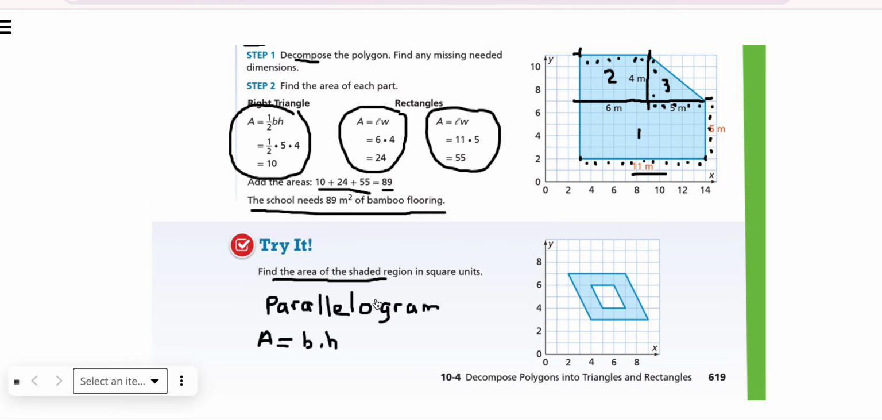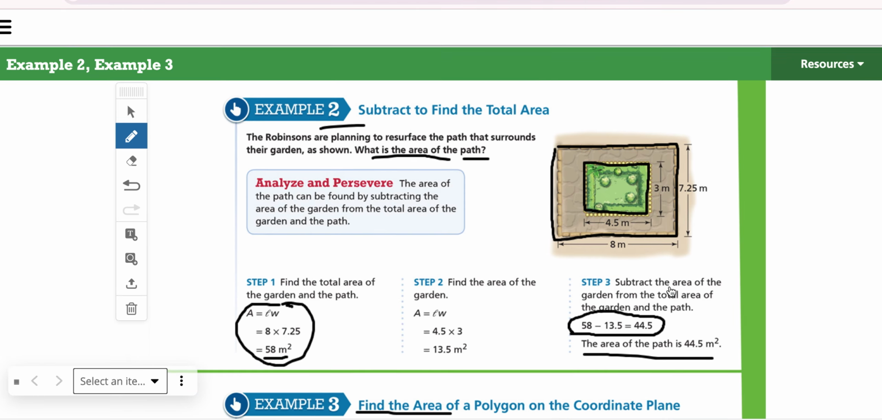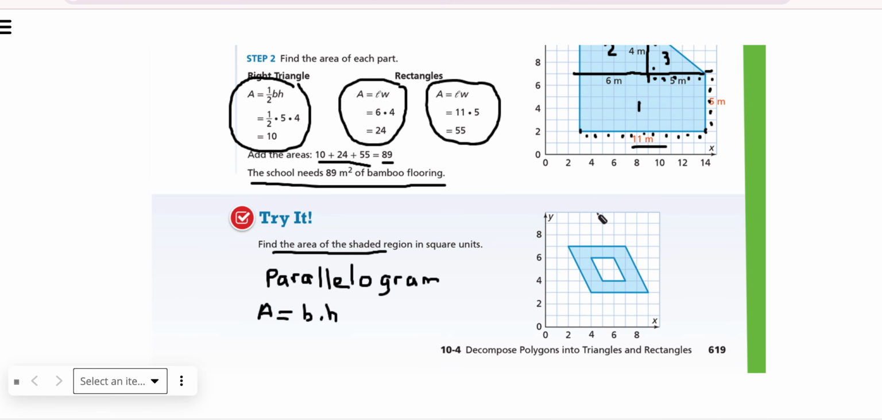So here they want only the shaded part, so only the blue part. So just like we did the one on the top where we didn't want the garden, we're going to do the same thing. We're going to find the area of the big parallelogram, that's the one outside. Then you're going to find the area of the small parallelogram inside, and then you're going to subtract them. That's going to give you the blue part. So let's do that. I'm going to call the big one parallelogram number 1, and then the little one parallelogram number 2. Remember the formula is base times height. Every time you see a parallelogram like that, it's going to be base times height.